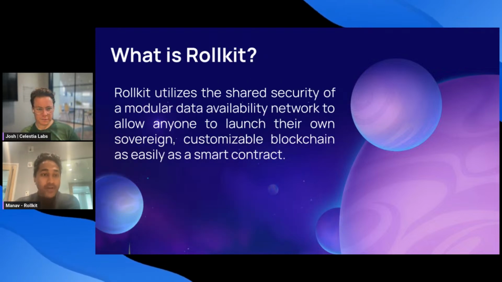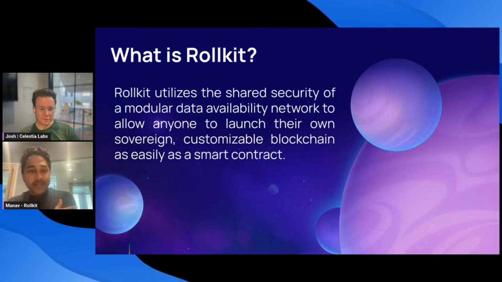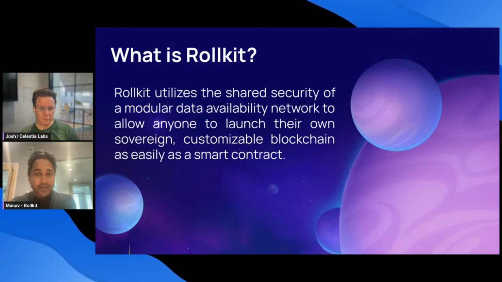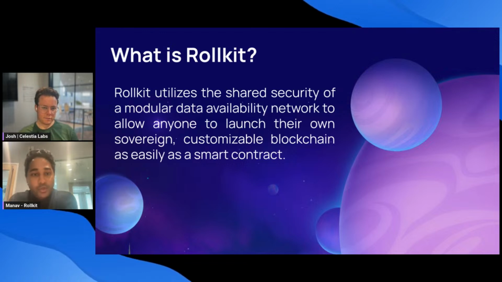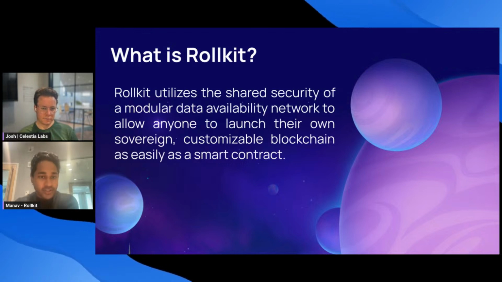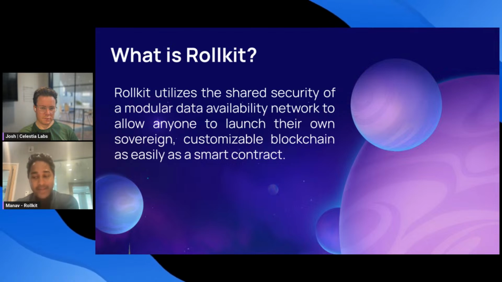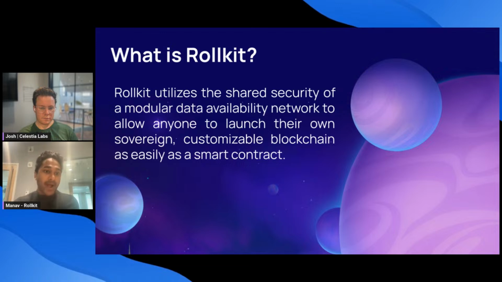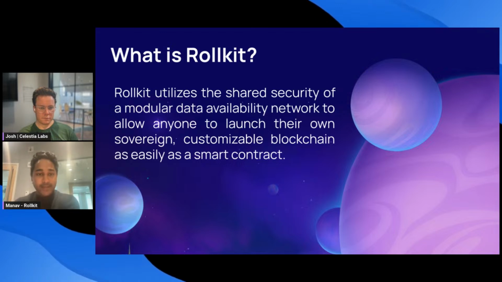Yeah. So what is Rollkit? Rollkit utilizes the shared security of a modular data availability network to allow anyone to launch their own sovereign, customizable blockchain as easily as a smart contract. We want to make launching your own chain, which has its own superpowers with your app, as easy as a smart contract using another chain, like a DA layer, like Celestia.